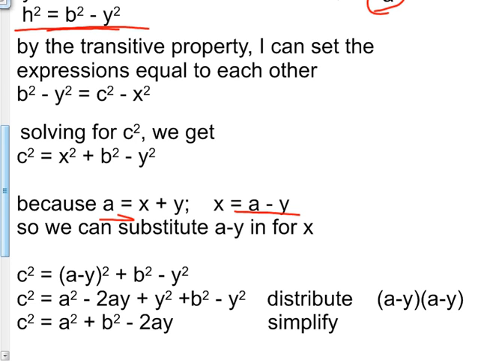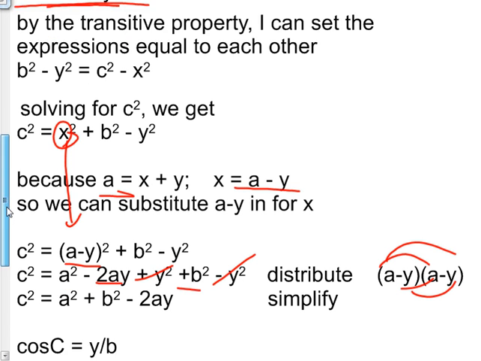So then c squared is equal to (a minus y) squared plus b squared minus y squared. Once we distribute, or FOIL, c squared is equal to a squared minus 2ay plus y squared plus b squared minus y squared. Then we can simplify because the y squareds cancel out, and we get a squared plus b squared minus 2ay is equal to c squared.